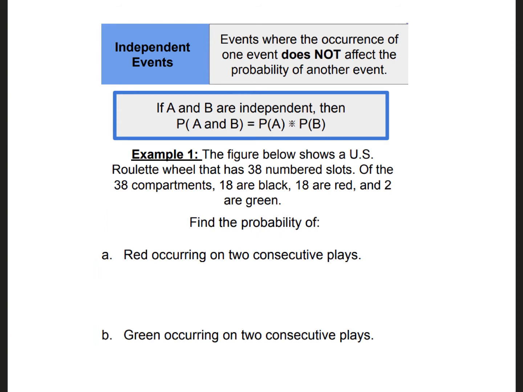Oh, and this is going to be where I screwed up because I didn't put in a picture of a roulette wheel. Cool. Hopefully we can do it without.